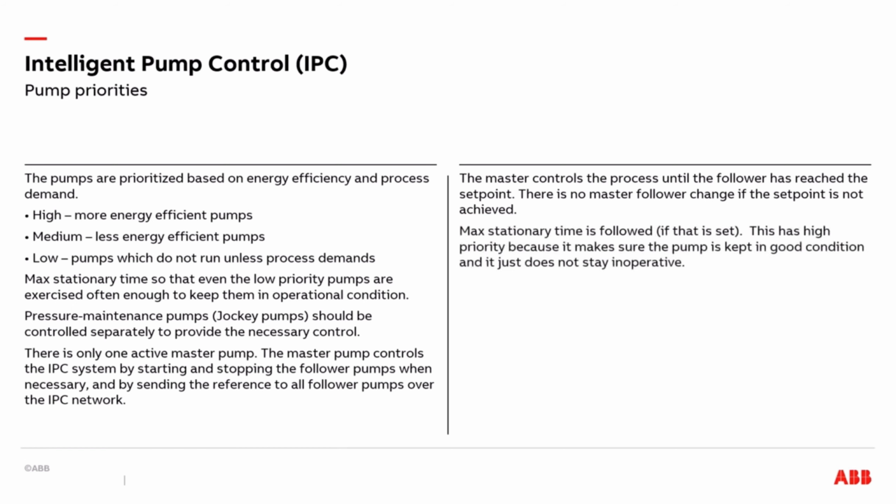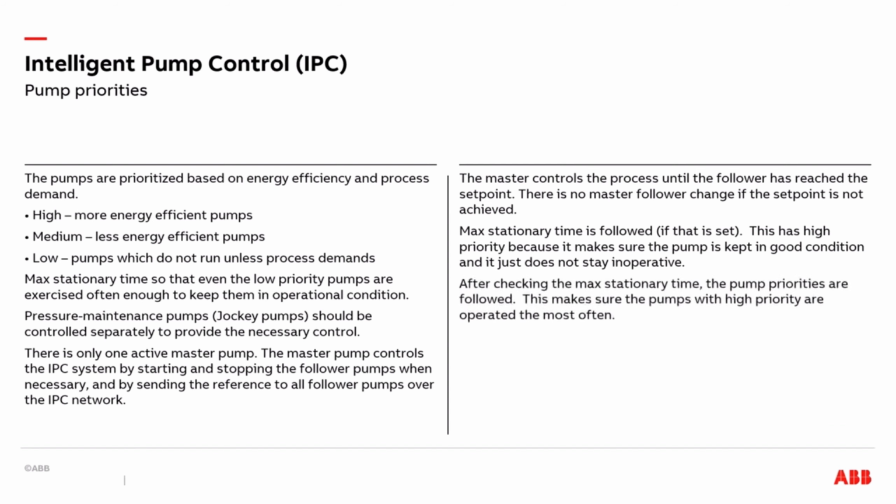Max stationary time is followed if it is set. This is a high priority because it makes sure that the pumps are kept in good condition and not just staying inoperative. After checking the max stationary time, the pump priorities are followed. This makes sure that the pumps with higher priorities are operated more often. If none of the above conditions are set, the system tries to balance the operation time between all the pumps. Let's continue on and take a look at setting up the PID control.